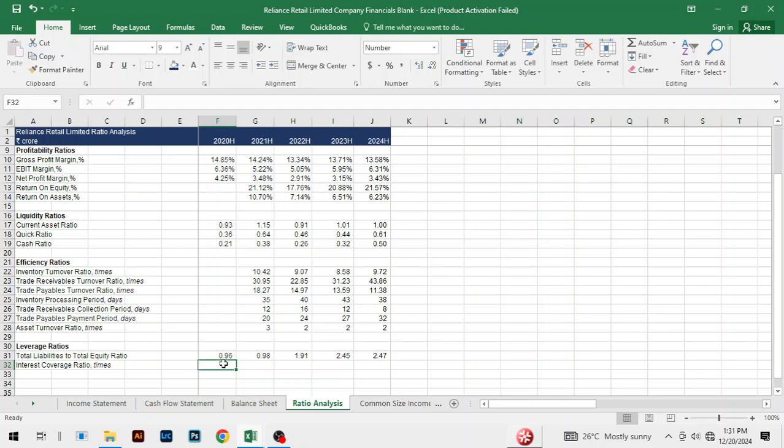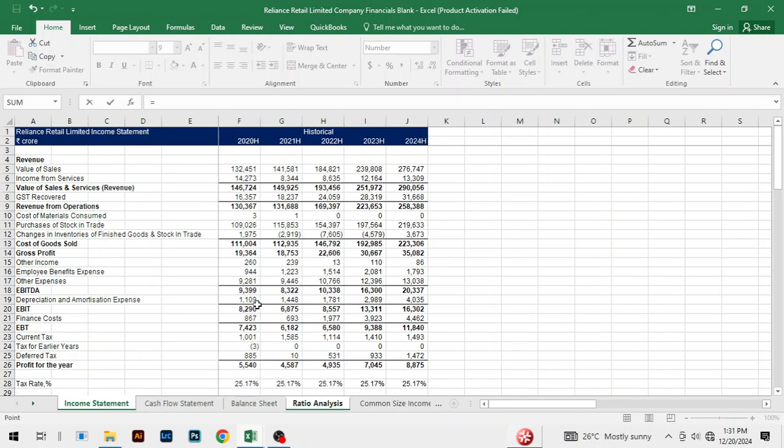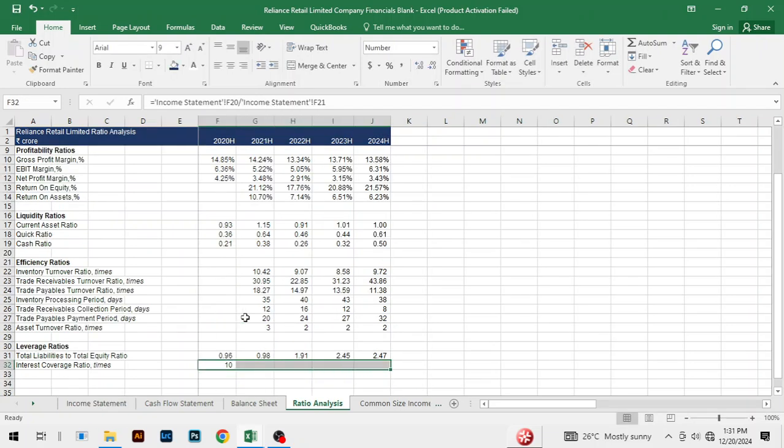So here we take EBIT, we divide it by the interest expense. So we use the income statement, we take EBIT, and then we divide by financial cost here, right? That's the interest expense. So here, perfect. So from 2023 to 2021, the company could cover its interest.